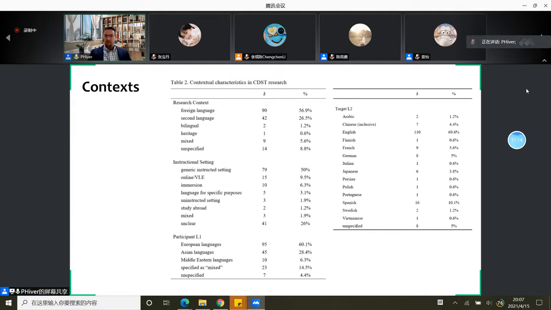Now here you can also see something puzzling. Even though there is an importance of context in complexity theory, the number of studies that didn't specify the research context or the instructional setting is slightly worrying. And you can see the participants also represented various L1 backgrounds and target second languages being learned.